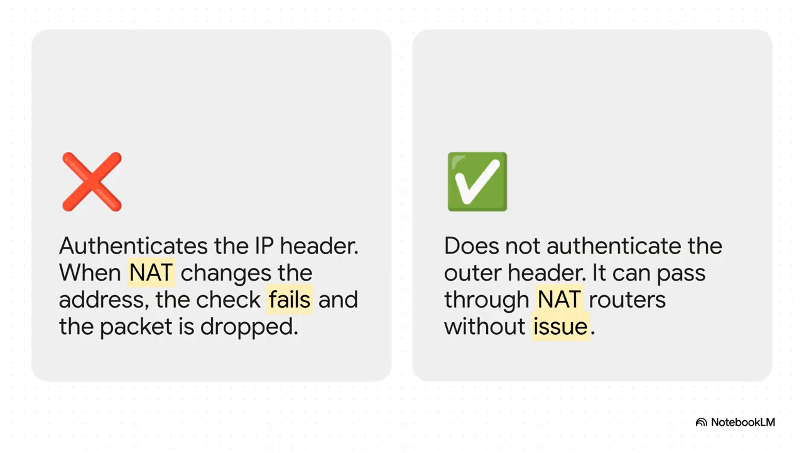And here it is, the knockout punch. Remember AH's superpower? Authenticating that IP header? Well, a NAT router's entire job is to rewrite that exact same header. So, the moment an AH-protected packet hits a NAT device, the address gets changed, the integrity check instantly fails, and bam, the packet gets dropped. It's gone. ESP, however, because it doesn't authenticate that outer header, just sails right through NAT without a single problem.